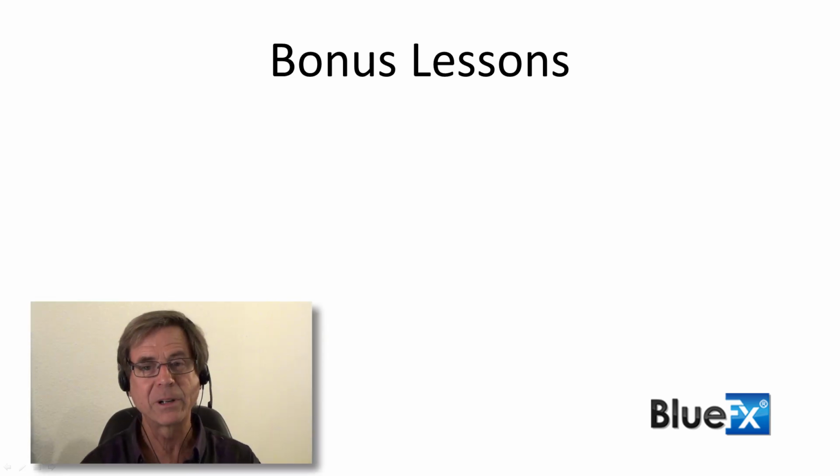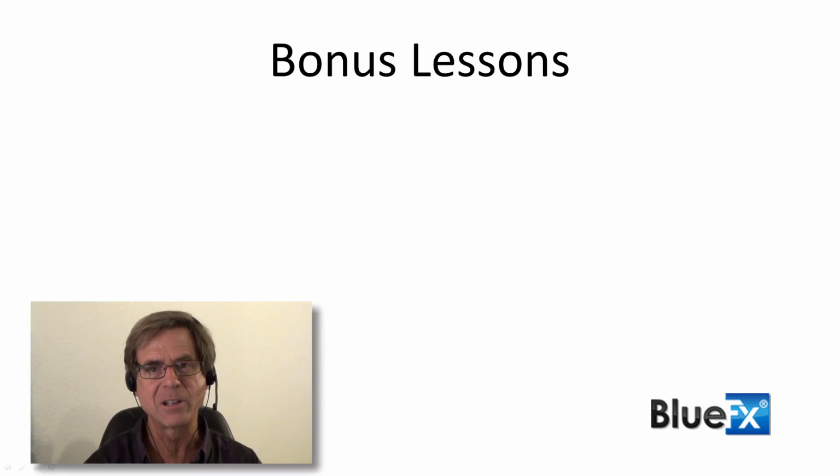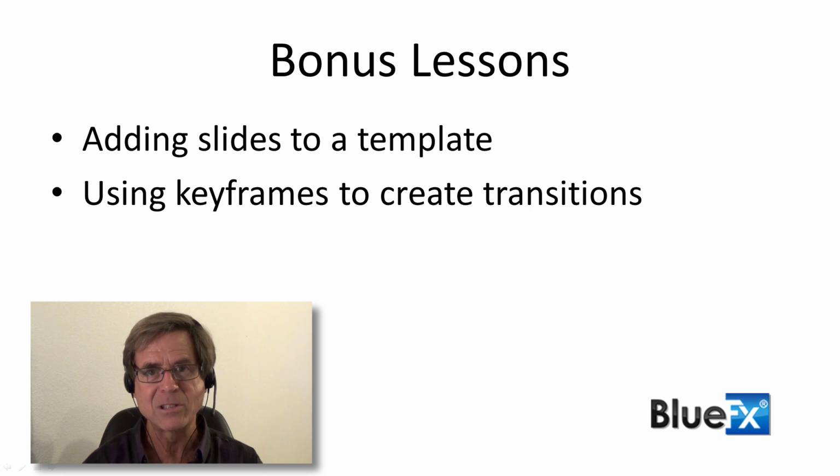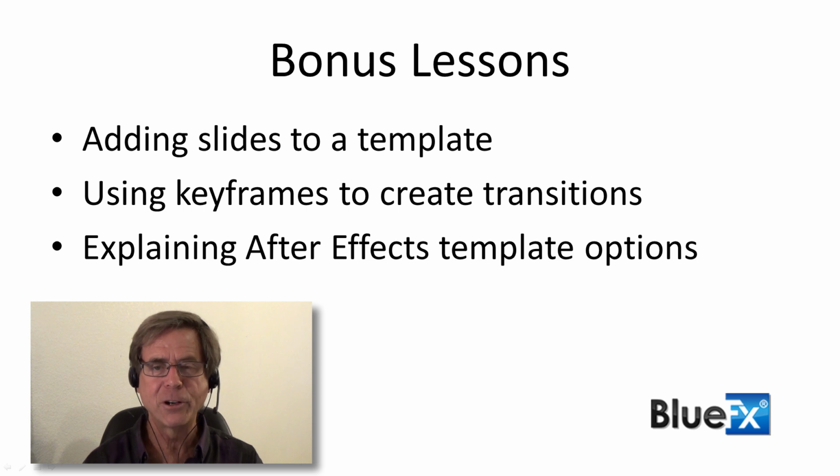Now that you've done all this work, I suggest you watch the 3 bonus lessons that I provided with this course. The first one is on adding slides to a template. Our template comes with 5 placeholders for 5 images or video files. You can have more placeholders if you want to, and I explain how to do that. As part of that process, you need to make a transition from one set to another, so I explain in the second bonus lesson how to use keyframes to create transitions. And the third bonus lesson is about some buying tips, some purchasing tips when you buy After Effects templates.